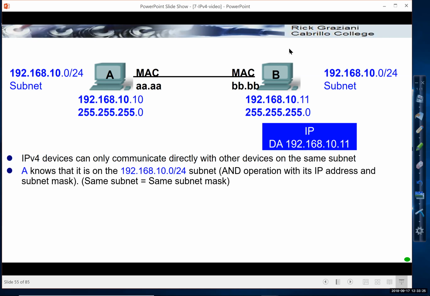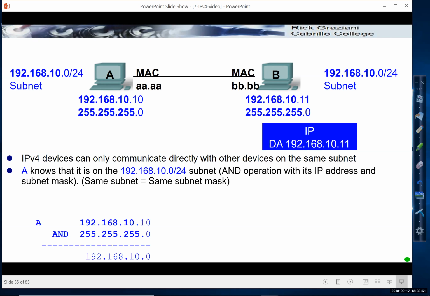Okay, well, first of all, A knows what network it belongs to because it uses its IPv4 address and subnet mask and comes up and says, oh, I belong to the 192.168.10.0 network /24 with my mask. Okay, but it doesn't know the subnet mask of the destination. That's key. But it does know this.